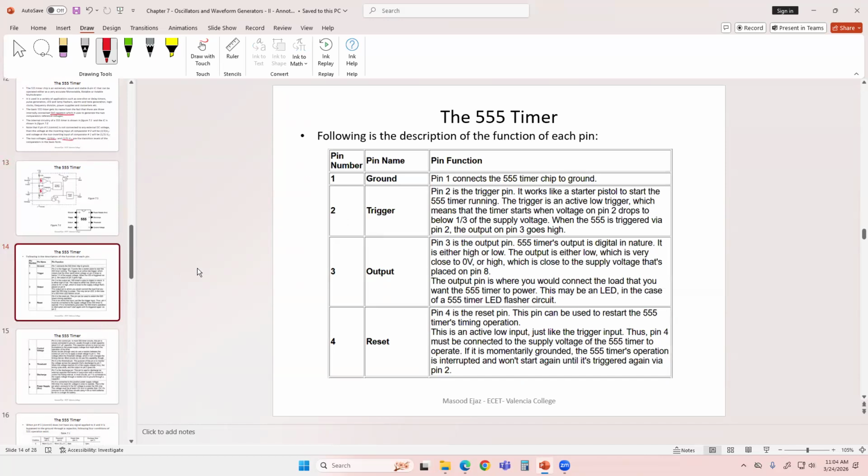This is the table that shows different pins and their function and where they're connected basically. Pin number 2 is the trigger pin. It works like a starter pistol to start the 555 timer running. The trigger is an active low trigger, which means that the timer starts when the voltage at pin 2 drops below 1/3 of the supply voltage, as we discussed. When the 555 is triggered via pin 2, the output on pin 3 goes high, which is the output.